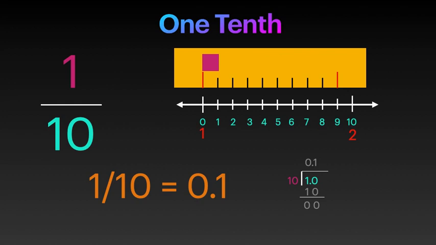Here is a hot point. If the denominator has zeros at the end, the decimal point of the numerator moves to the left from where it is when we divide the numerator by the denominator. In this case numerator is 1, denominator is 10. 10 has 1 zero. Therefore, 1 in the numerator gets 1 decimal place to the left.